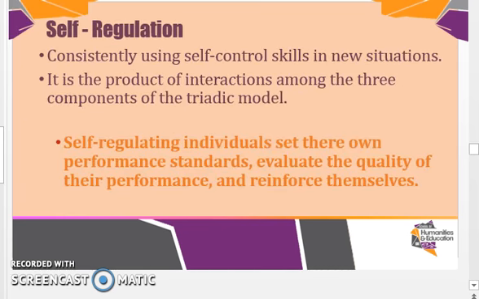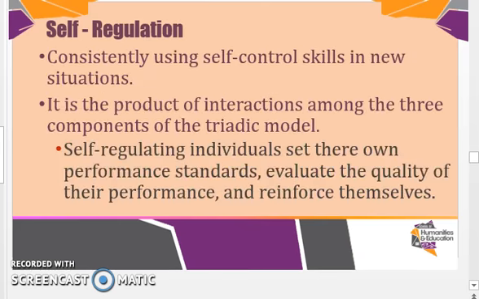And then in self-regulation, you have a student who would continue practicing these behaviors in other situations. So they consistently use the self-control skills that they have learned in new situations. They would move from your class to another teacher's class, they move on to the high school, into the workplace, and the skills that they learn in regulating their own behavior allow them to set their own performance standard, evaluate their performance, and reinforce their own self.